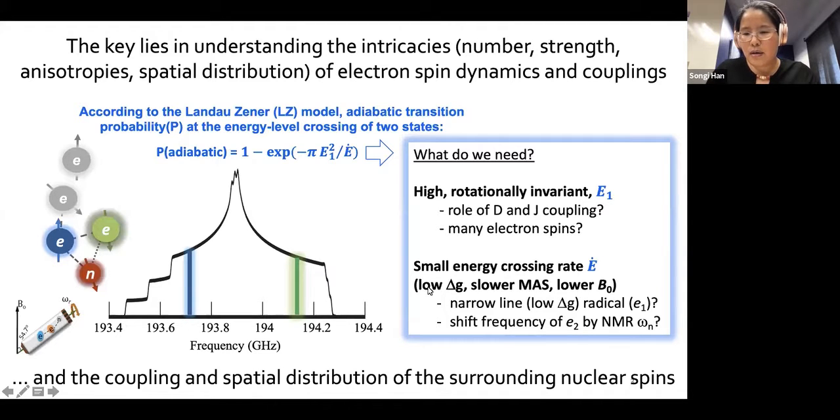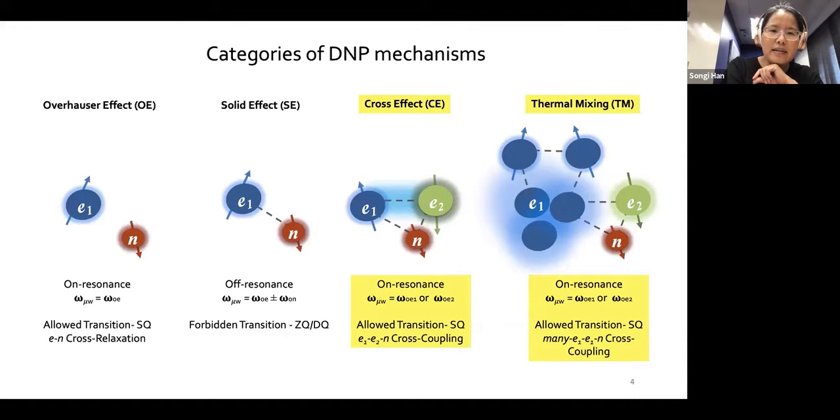So then one can consider, can we do something with a narrow line, low g anisotropy radical, if there's a mechanism to shift the frequency of the second radical by the NMR frequency. So I'll be giving you an example where that kind of construct can be done and could be very exciting. So to orient ourselves, let me briefly mention the 4 categories of DNP mechanisms.